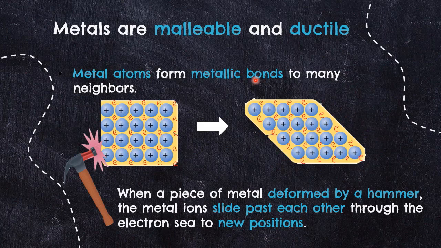So the changes in the positions of the metal ions bring about the reshaping of the metals, accommodated by redistributions of valence electrons, that proves that metals are malleable and ductile.